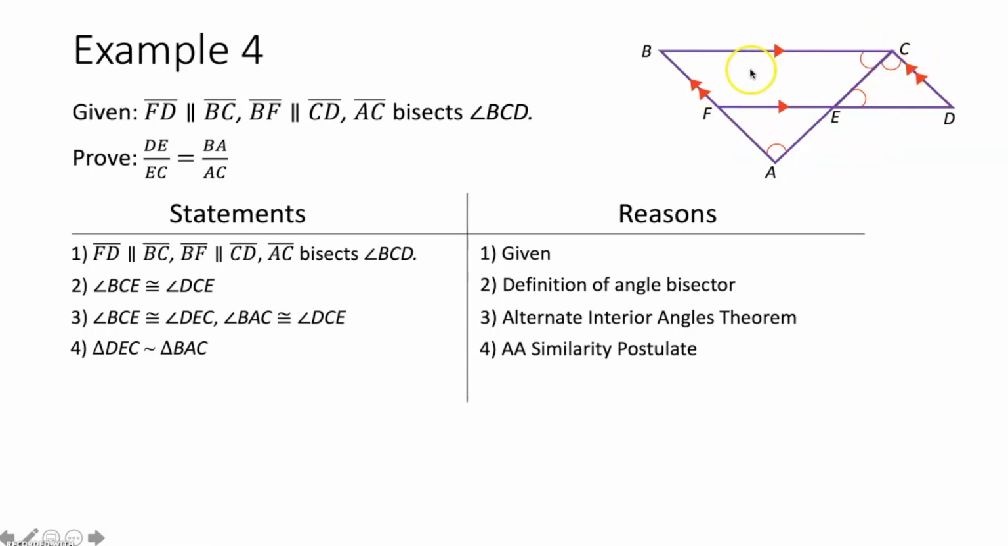Now, because the two triangles are similar, we can say that their corresponding sides must be proportional to one another by the definition of similar triangles. Anytime you have similar triangles, you know that the corresponding angles are going to be congruent and the corresponding sides are going to be proportional.